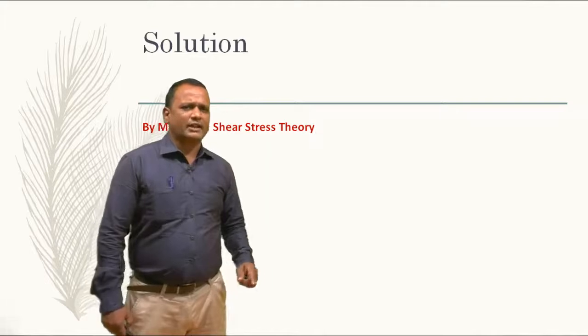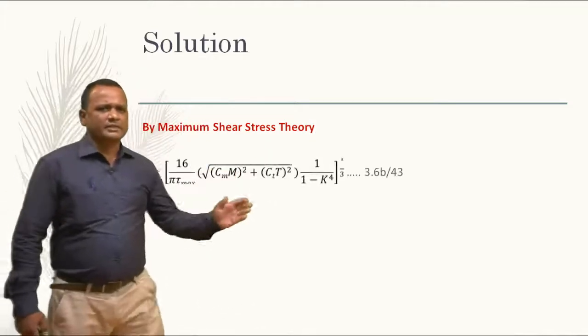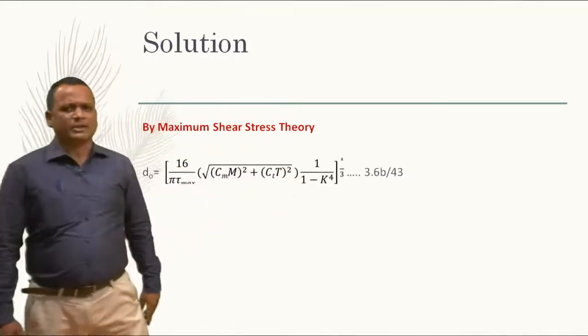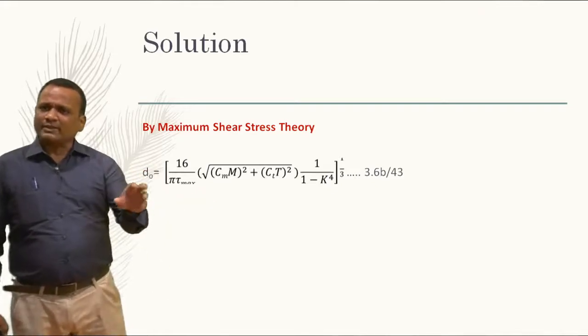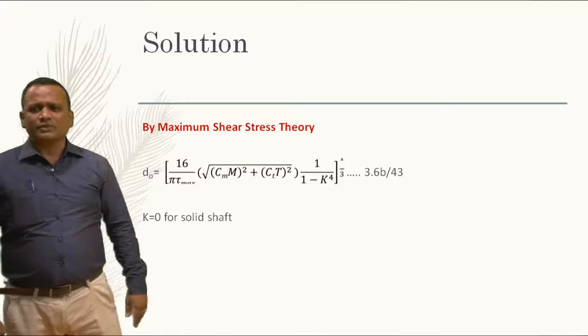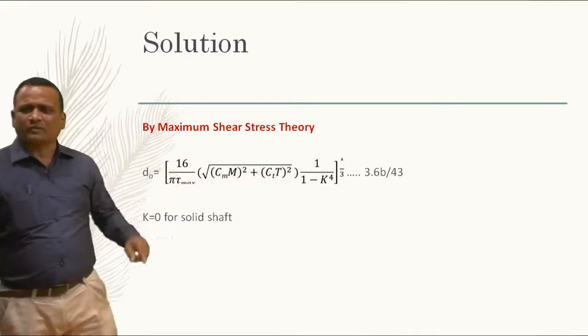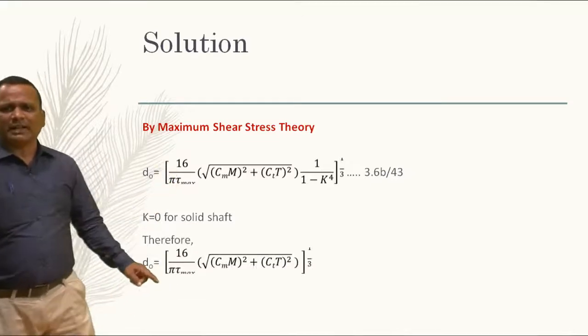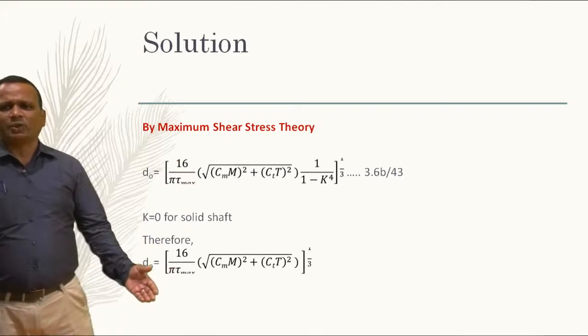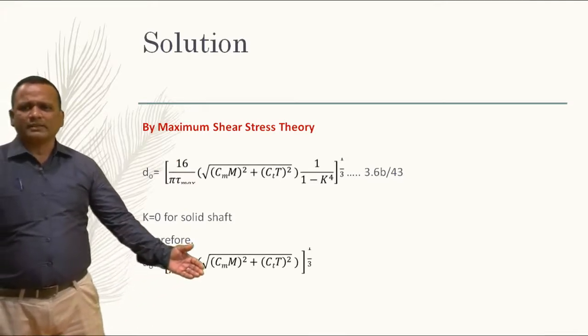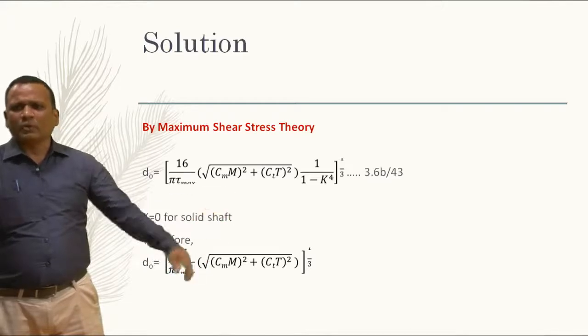Now just check in, I wrote this equation. That's a page number and that's an equation number, and this is an equation. Since this whole shaft we have been designing is a solid shaft, K is equal to 0. I'm going to rewrite the whole formula, and this is what the formula turns out to be: 16 divided by pi tau max into root of (Cm Mb) square plus (Ct T) whole square, to the power of 1 by 3.